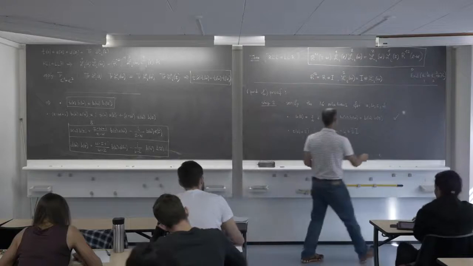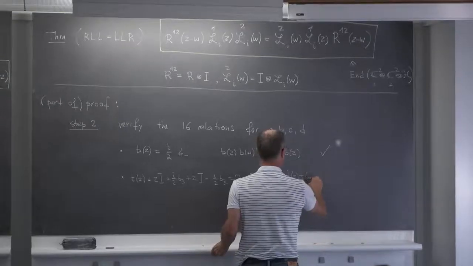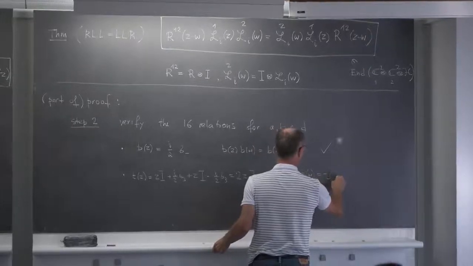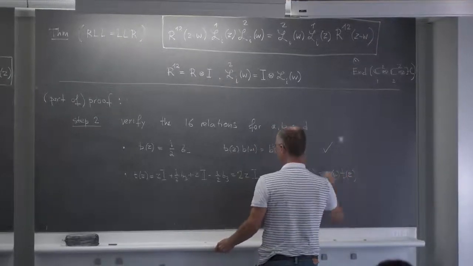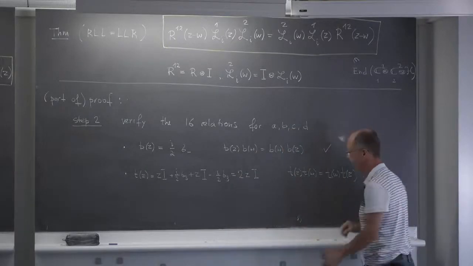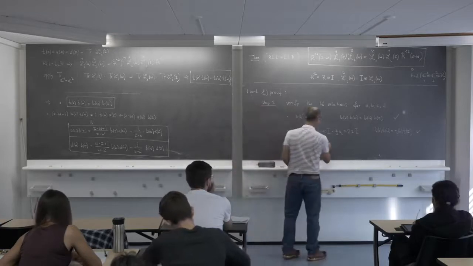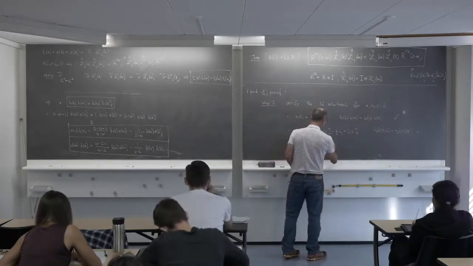Now, T of W is of course equal to T of W, T of Z, because the unit matrix commutes with itself and with everything else, and so on. So, right.